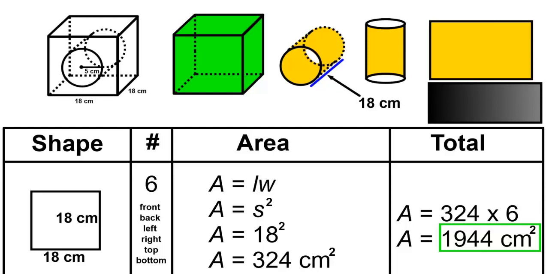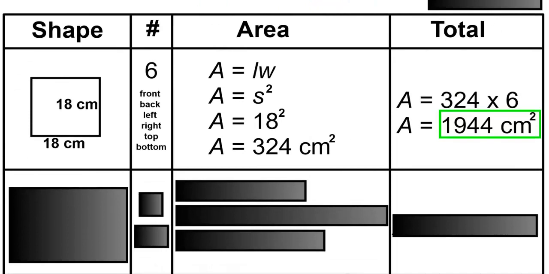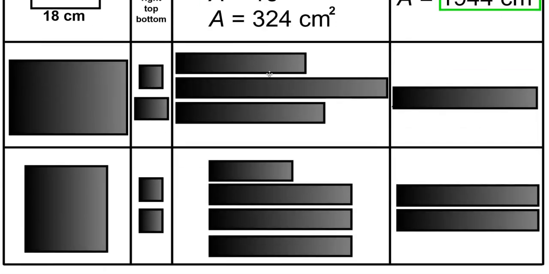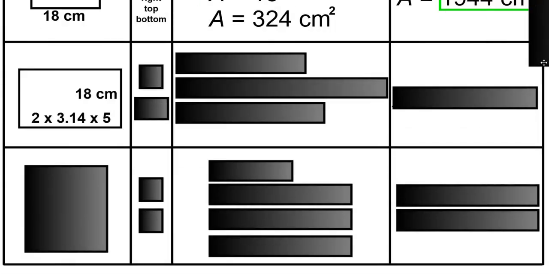So when we stand the cylinder up, the height of the cylinder will also be 18 centimeters. Therefore, the height of the rectangle will be 18 centimeters as well. So again, this rectangle represents the cylinder, and there's only one of them.